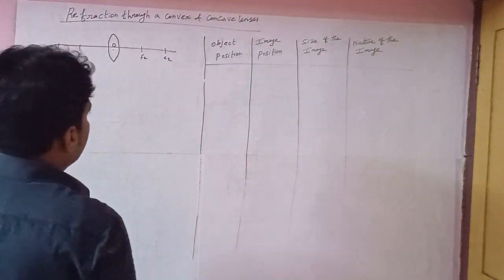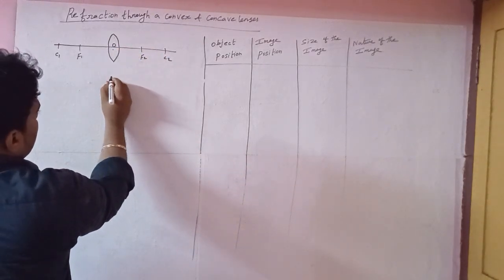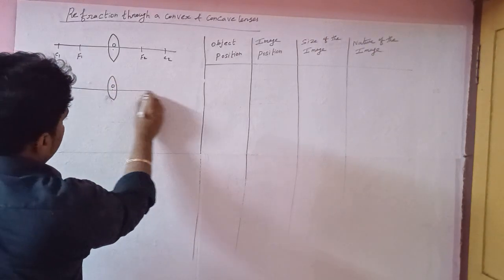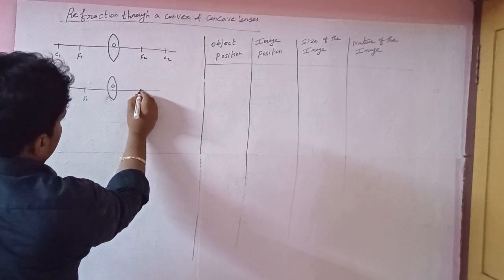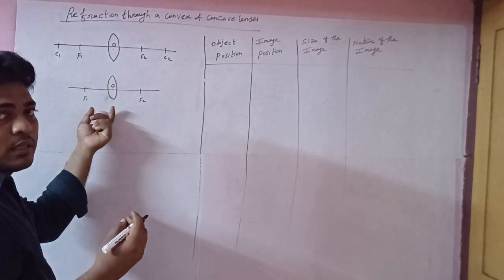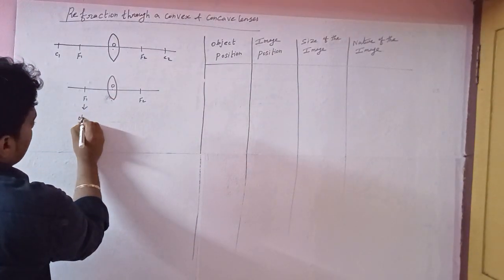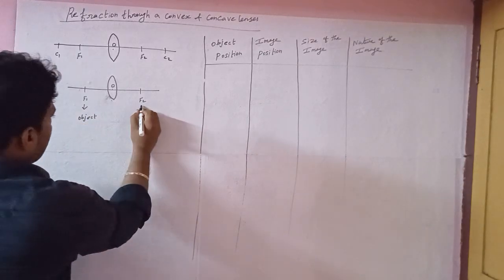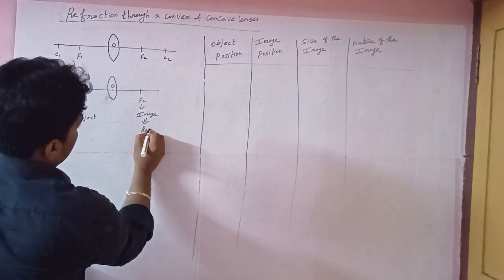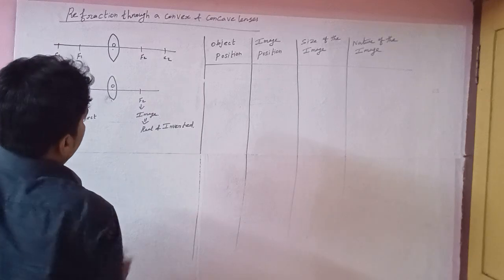Again I will draw the diagram. This is a convex lens, O is the optic center, and this is the principal axis. F1 is the object side focus and F2 is the image side focus. Already we have discussed what the focal length is: the distance between the optic center and F1. We will get a real and inverted image. What is a real and inverted image?